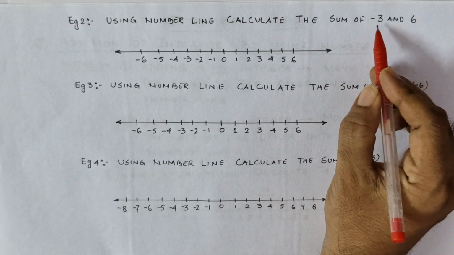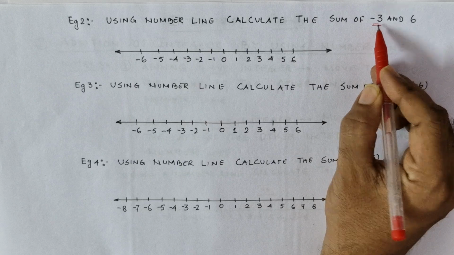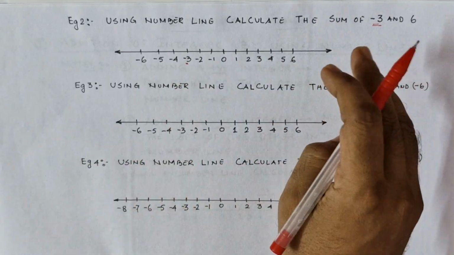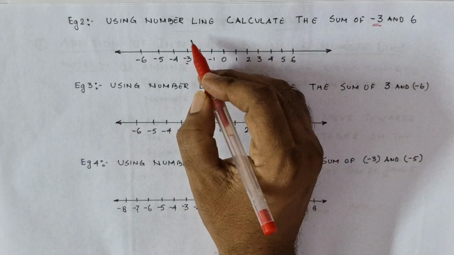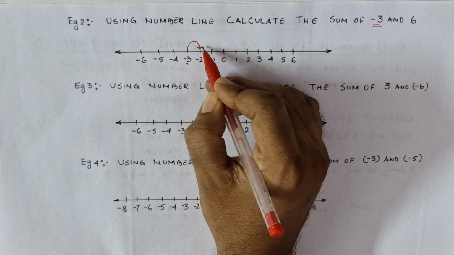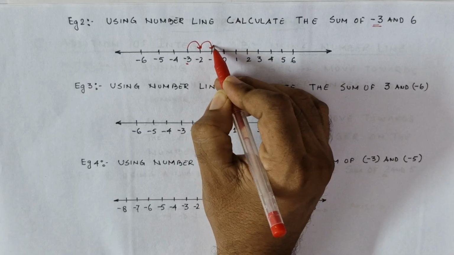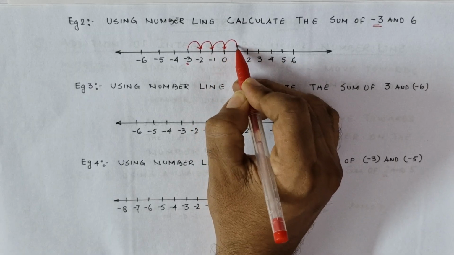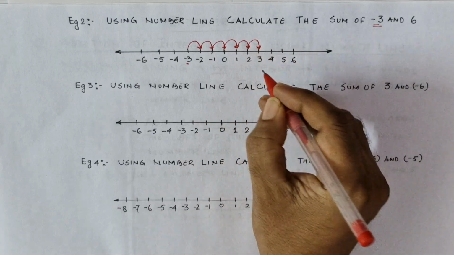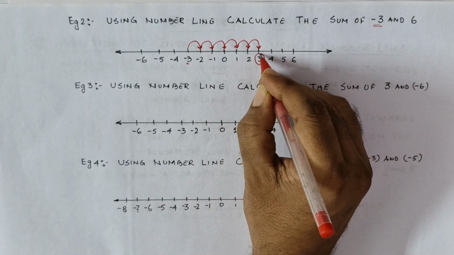So try to identify the first integer, minus 3. So here is minus 3. Got it? So I have to move 6 places to the right. So let's move 6 places to the right from minus 3. So this is 1, this is 2, this is 3, this is 4, this is 5, this is 6. Got it? So I have reached here.